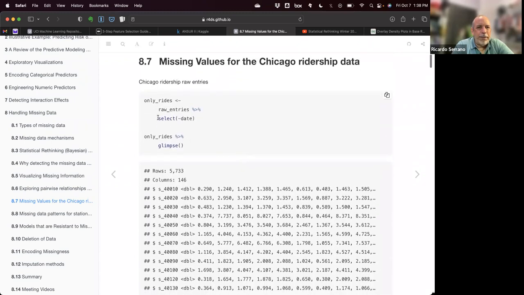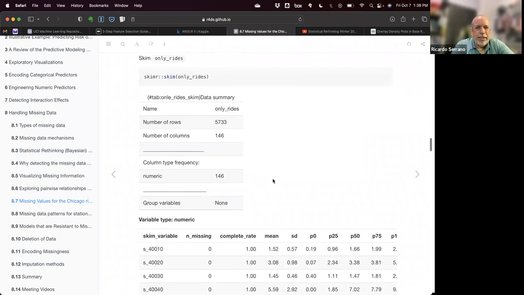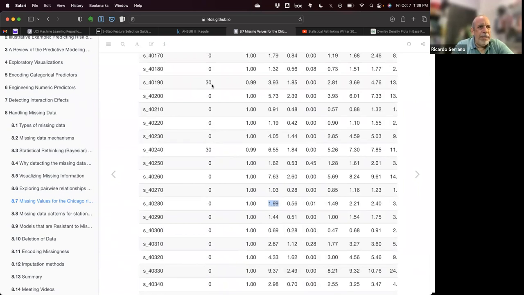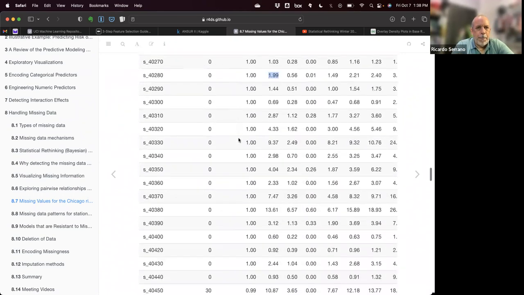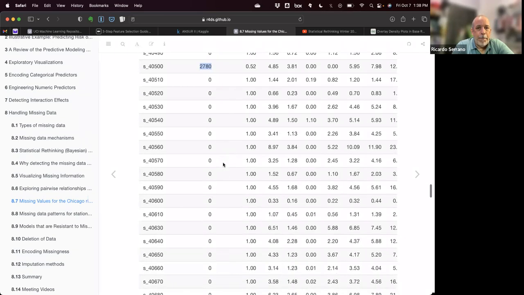We're stripping the date here, okay? Only rides. Okay, let's go here. We do the skim. I always do the skim just to get an idea of what I'm dealing with. And I can see that, for example, in some stations, there are 30 missing values. In other words, on those particular dates, there were no total riders recorded, okay? Also, there's one that has 2,780 missing, which is pretty significant. About half of it is missing.